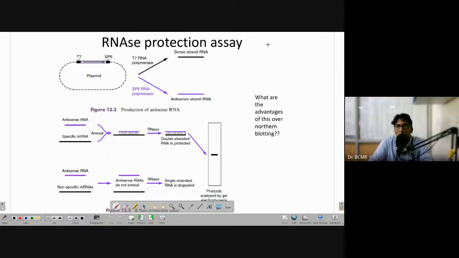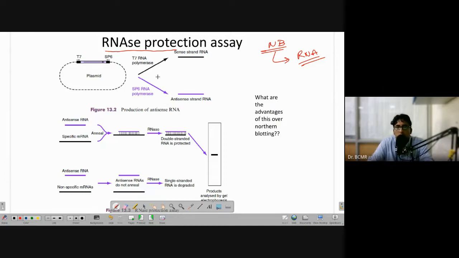As an alternative to Northern blotting, what is Northern blotting? It is about finding if an RNA sample has a specific sequence or not. And if it is there, how much is it? By semi-quantitative approaches, in relation to a control, you can also determine if there is more expression or less expression of that particular RNA. So there is another assay with similar objectives in a way, the RNase protection assay.